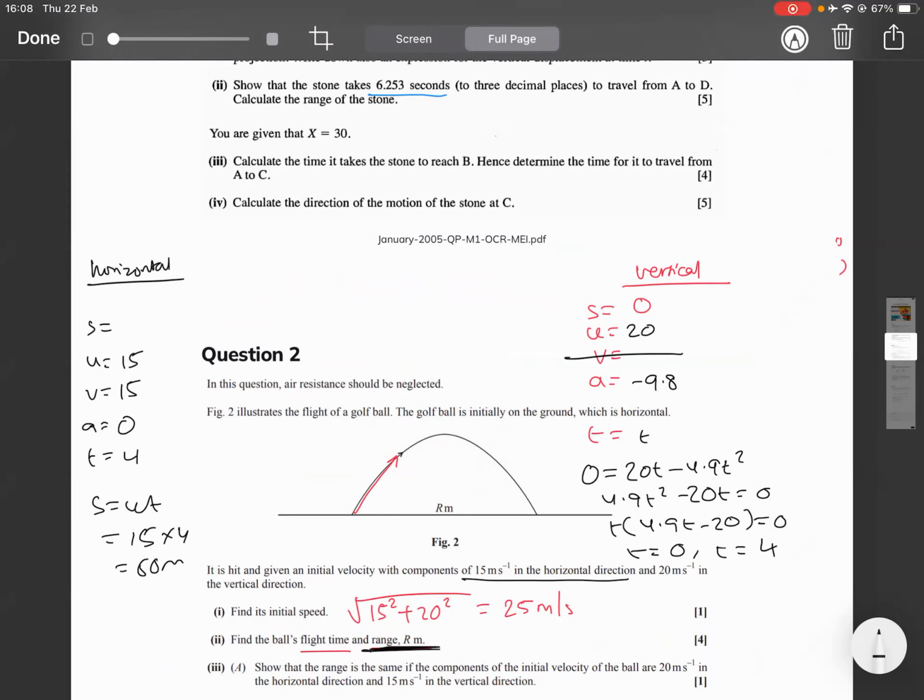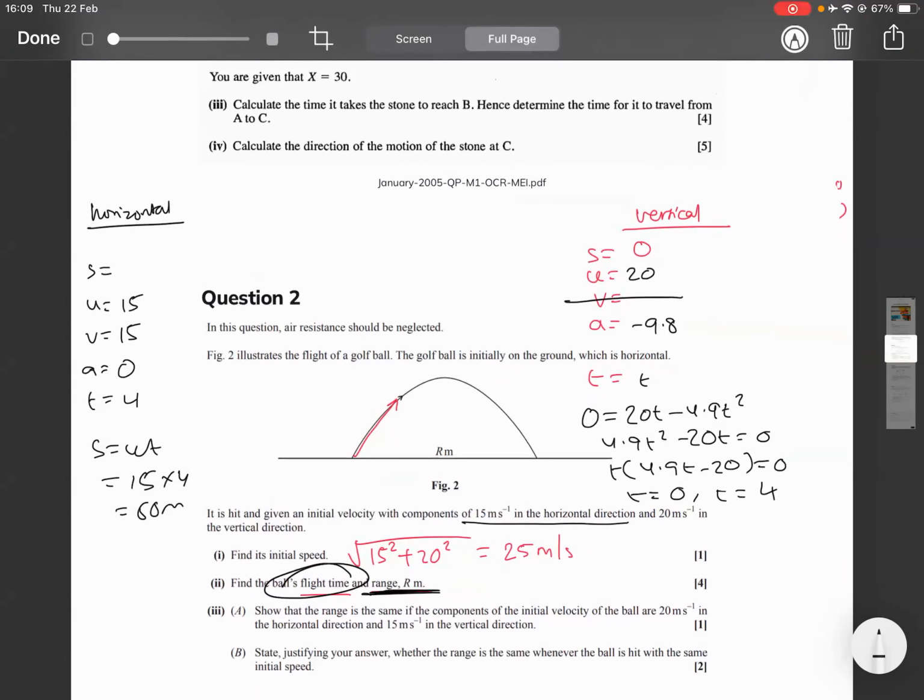But even if it didn't say to work out the flight time, you would have still had to work out the flight time, which is when the vertical displacement is 0. Show the range is the same if the components are 20 in the horizontal and 15 in the vertical. So we mixed up by accident, but you actually have to mix them up again and do the same thing. So why is it 1 mark? It must be quite a quick question.